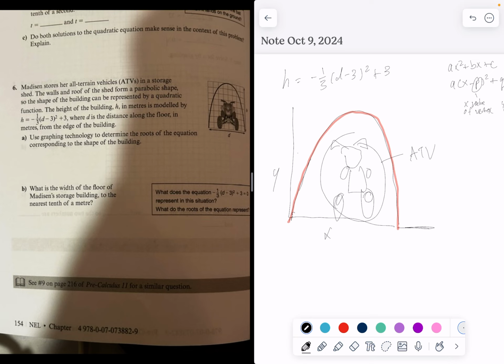All right, so the height of the building h in meters is modeled by that equation, where d is the distance along the floor in meters from the edge of the building. So you're thinking, what does h and d represent? Just think of this entire axis as distance, d, and this entire axis as height, h. But isn't that just the x and y axis, you may ask? Yes, that's the whole point of the question.